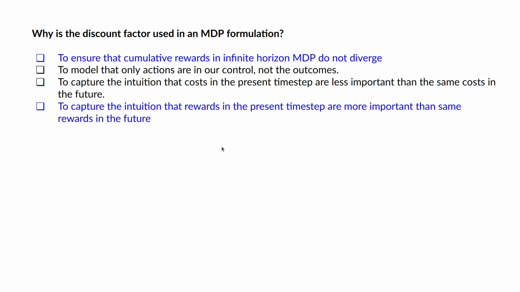Okay. So what is the intuition of using a discount factor? Why is it not just R0 plus R1 plus R2 plus R3 plus R4? Why is gamma multiplied there? This is the question.